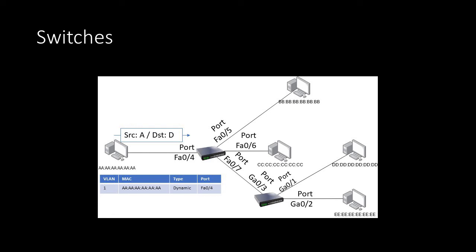In this example, we have 2 switches with empty MAC address tables. Machine A attempts to send a message to machine D. The first step that the switch does upon receiving a message from A is inspect the frame's source address and associate A's MAC address with port FA04. It should be noted that port names are arbitrary and vendor dependent.